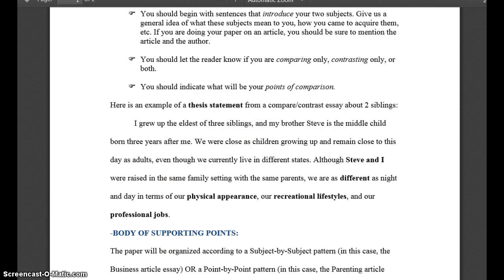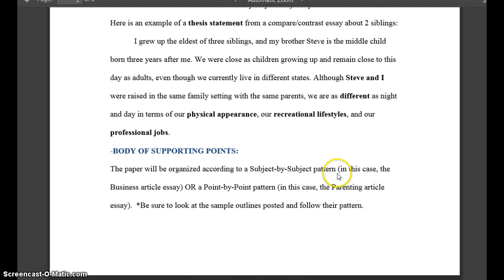I want to go into body of supporting points. In a compare-contrast essay, the author has 2 choices, 2 different organizational patterns. You will make a choice about which one you want to do. One is called subject by subject or point by point. Now, for this particular Writing 95 class, if you do the business article, if that's the article you've read and that's the paper you're going to be doing, you will do a subject by subject pattern. If you do the parenting article, if you have read that week 8, you will be doing a point by point pattern. Probably these 2 patterns don't mean a whole lot to you at this point in time.